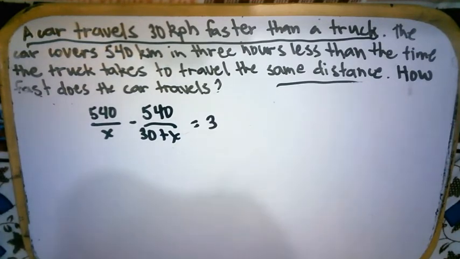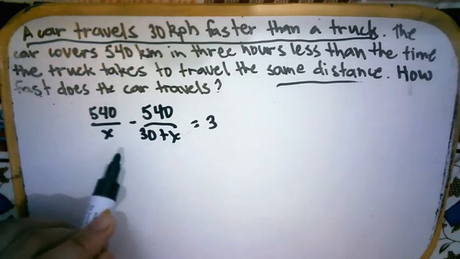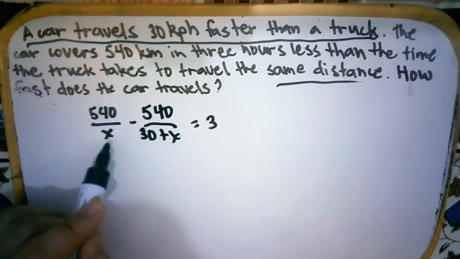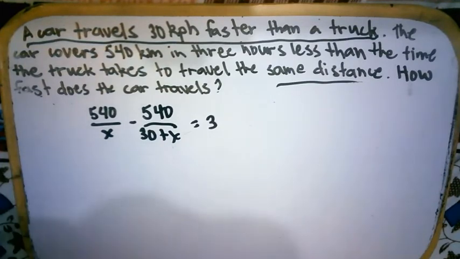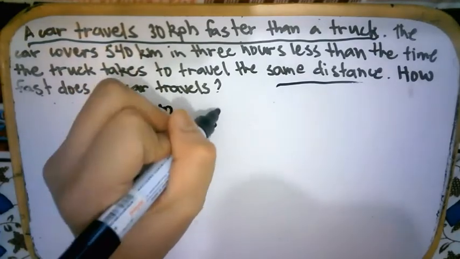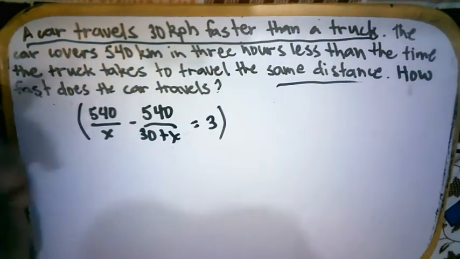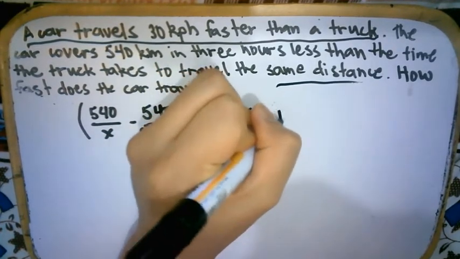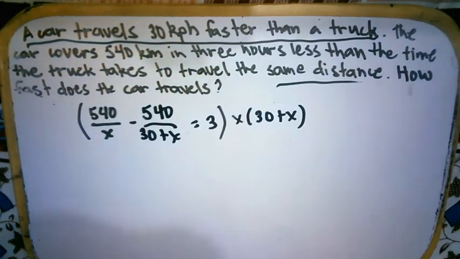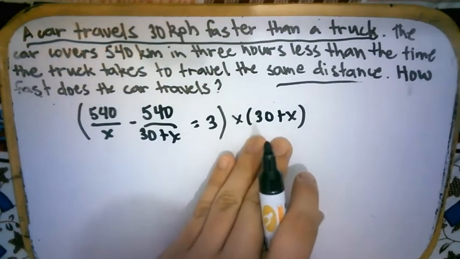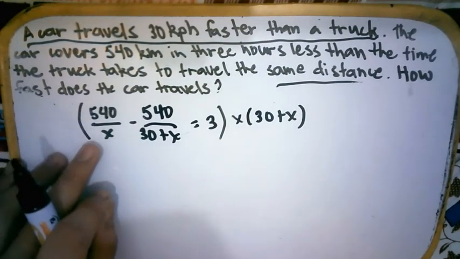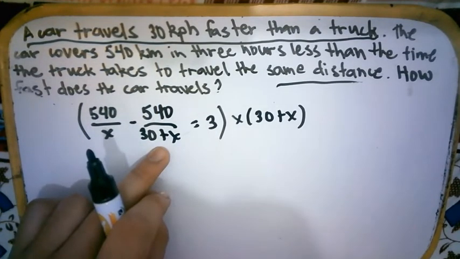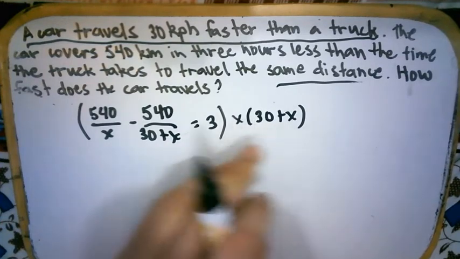And to do that, we're going to get first the LCD ng x and then 30 plus x. So we're just going to multiply x and then 30 plus x. That will be our LCD. And multiply the LCD to the whole equation. We have x times 30 plus x. So yan po yung ating LCD. And then we're going to multiply this LCD to 540 over x. Multiply the LCD to 540 over 30 plus x. And then multiply this LCD to 3.